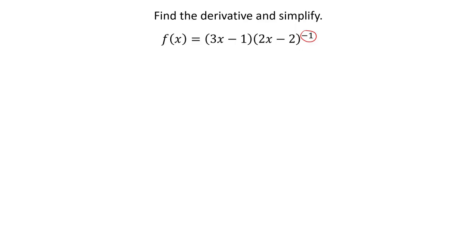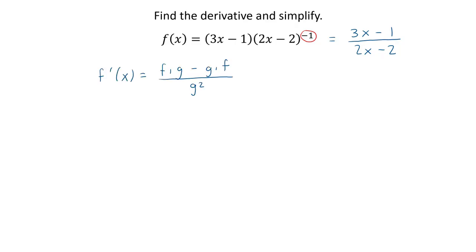Because the second factor, 2x minus 2, is raised to the negative 1 power, that presents a little bit of a problem. Because it's not raised to the first power, we have to treat it as a composite function. But we don't know how to differentiate composite functions yet. The good news is that we can rewrite this function as a rational function. f of x can be rewritten as an equivalent function of 3x minus 1 in the numerator over 2x minus 2 in the denominator. Now we can differentiate using the quotient rule.